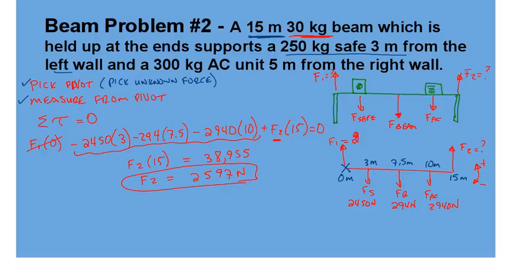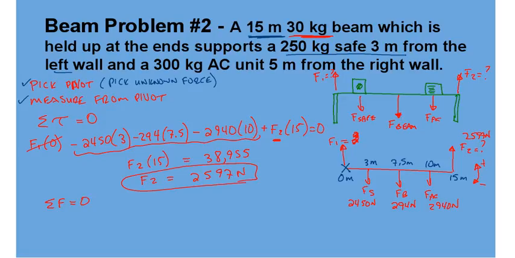Okay. I've got this number, F2 over here, 2,597 newtons, and we'd still like to know F1. So you got a couple choices. You could pick another pivot point, maybe F2, and work that. But it's so much easier to turn to the other equation and say, well, I know the sum of the forces also has to be equal to 0.